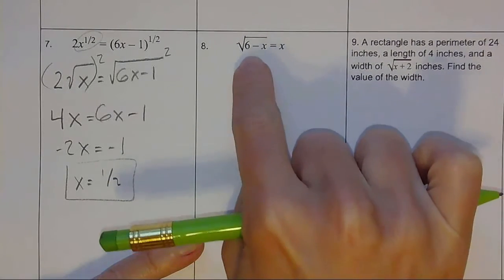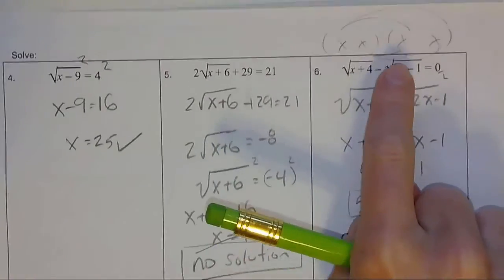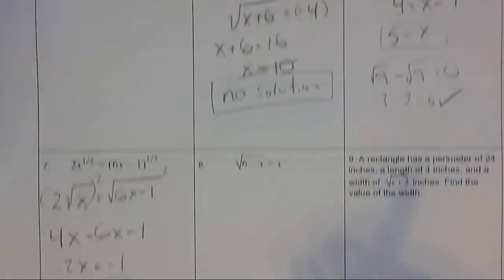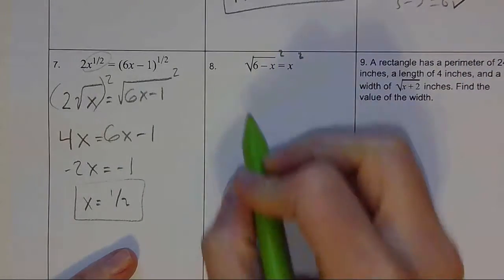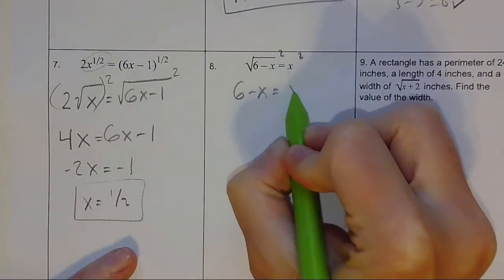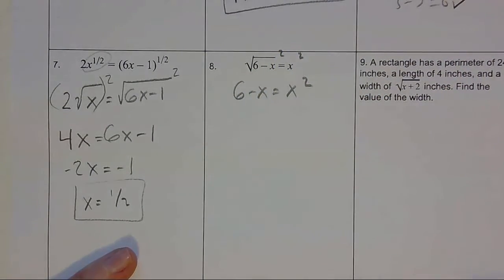It's definitely worse to move him over and then again have that sort of binomial situation. I don't want to do that. So I'm just going to go ahead and square both sides as is. So I'm going to end up with 6 minus x equals x squared. Hey, our entire quadratic chapter is now applicable.